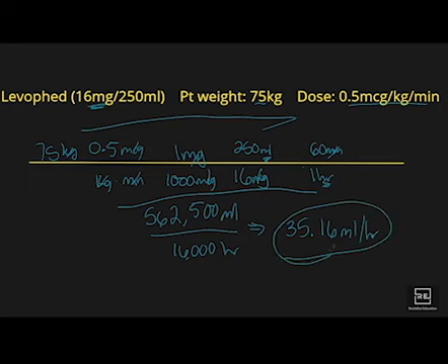Now, if for whatever reason your pump isn't running at that, but you confirm that you should be running at 0.5 mics per kg per minute, and you've confirmed the concentration is correct, this is one that you really want to make sure that the dosing weight that's in the pump is the same that you're using for your dosing weight. Occasionally, we'll find that those are different, and that kind of creates some errors when doing med math with that.